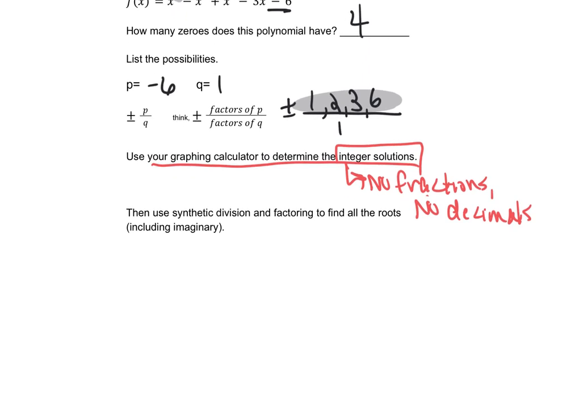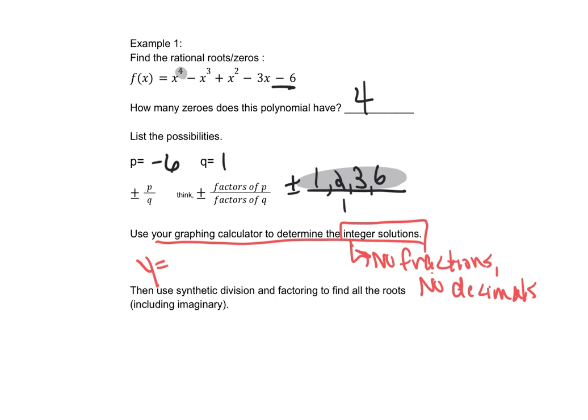So on your graphing calculator, you're going to go into the y equals, and you are going to put in that equation up at the top, x to the fourth minus x to the third minus 3x minus 6. You're going to put that in the graphing calculator, and then you're going to hit graph. And what you are looking for is the nice places where it crosses the x-axis, okay? So if you want to pause the video for a second, get yourself into your graphing calculator so you can see what you're looking at.